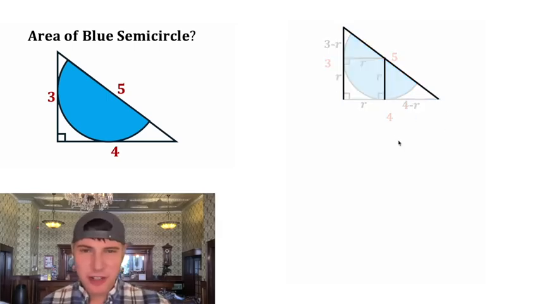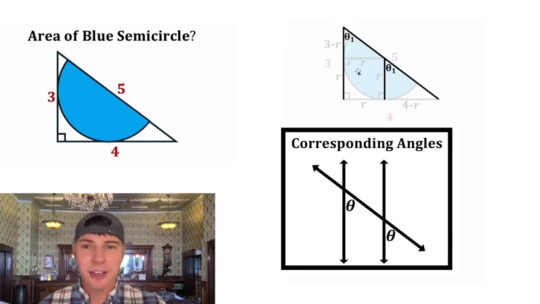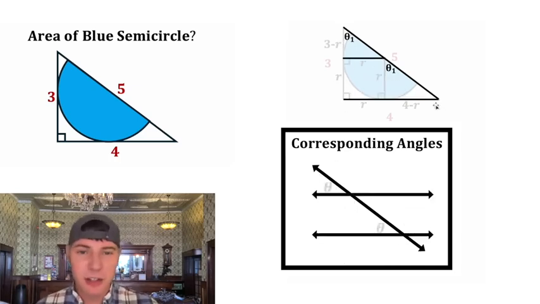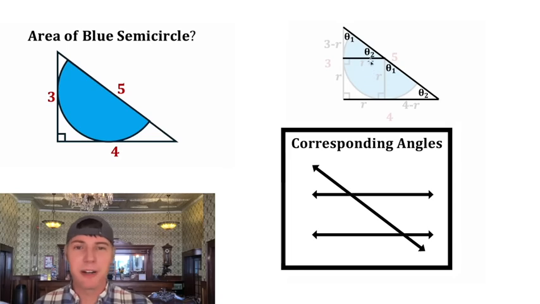And next, let's focus on these two parallel lines and this transversal. If we mark this angle theta 1, this angle would also be equal to theta 1. These are called corresponding angles. As long as these two are parallel, the corresponding angles will be congruent. And we can do the same thing here and look at these two parallel lines. If we label this angle theta 2, this angle would also be theta 2. And these are also corresponding angles with two parallel lines.